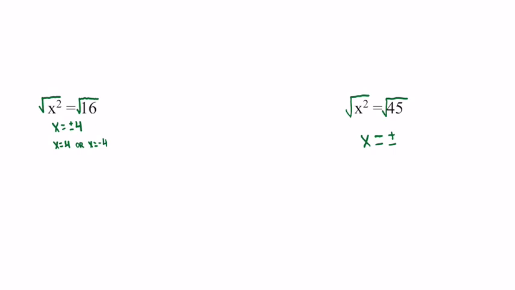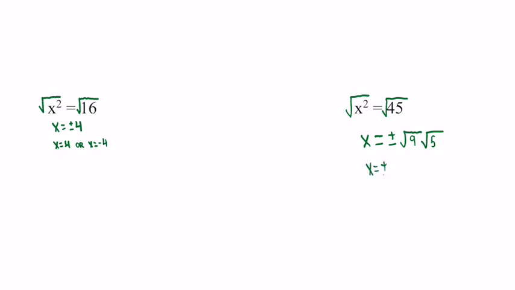On the right side, 45 is not a perfect square, but we can split it up into parts so that we can simplify part of it. We look for a perfect square that's a factor of 45. Perfect squares are numbers like 4, 9, 16, 25. And it turns out 9 goes into 45 5 times. So we write the square root of 9 times the square root of 5.